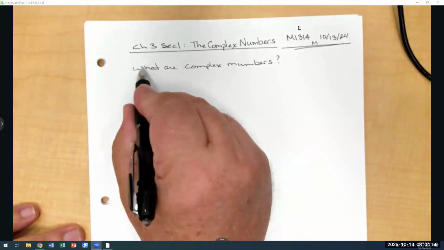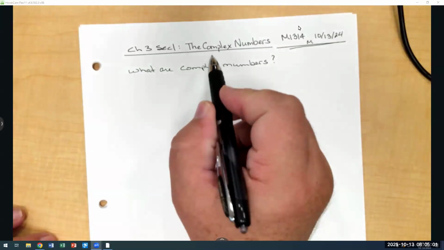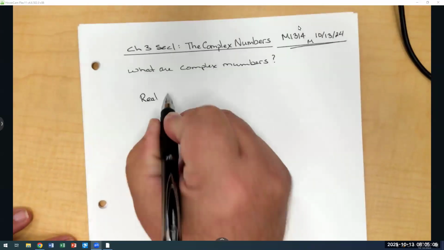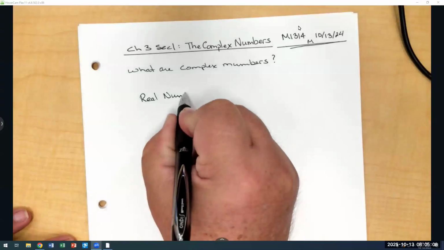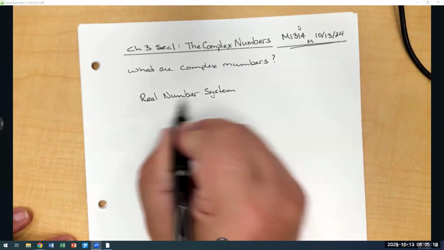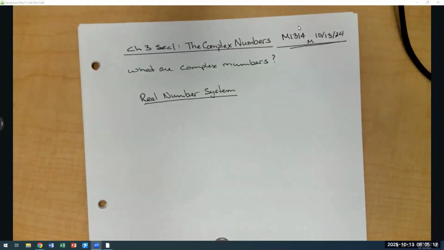So the problem for us is we have to now develop. Up until now, we've always talked about the real number system. What do we mean when we talk about the real number system? What was the first type of numbers we talked about?